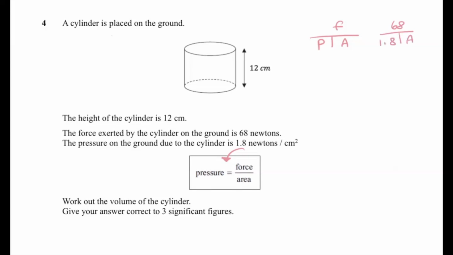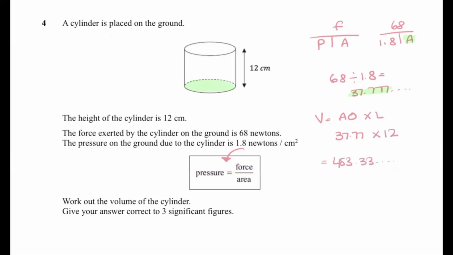That's going to help us get the area. So we're going to be doing 68 divided by 1.8. And then from the formula sheet, we can see that the volume is the cross section, which is the area of our circle, times the length. We have already found the area of the circle, so we just take our answer, times it through by the length, which is 12.